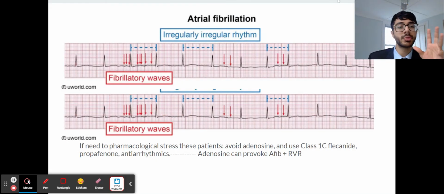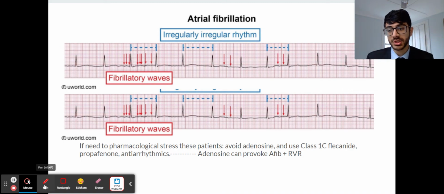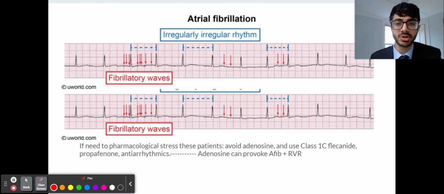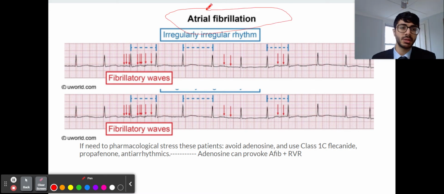The next thing is now the part on EKGs. I'm just going to finish all the EKGs you need to know and what you need to do about them. This is AFib. Just keep this nugget of fact in your mind: if you need to pharmacological stress test these AFib patients, sometimes they won't be able to run, they're going to be old, and they're going to have AFib, and you're going to want to stress test them.